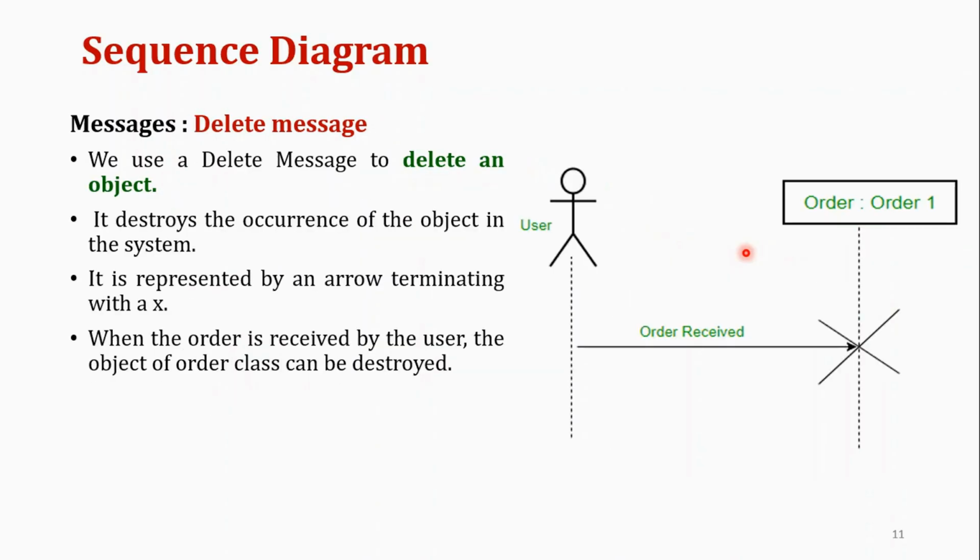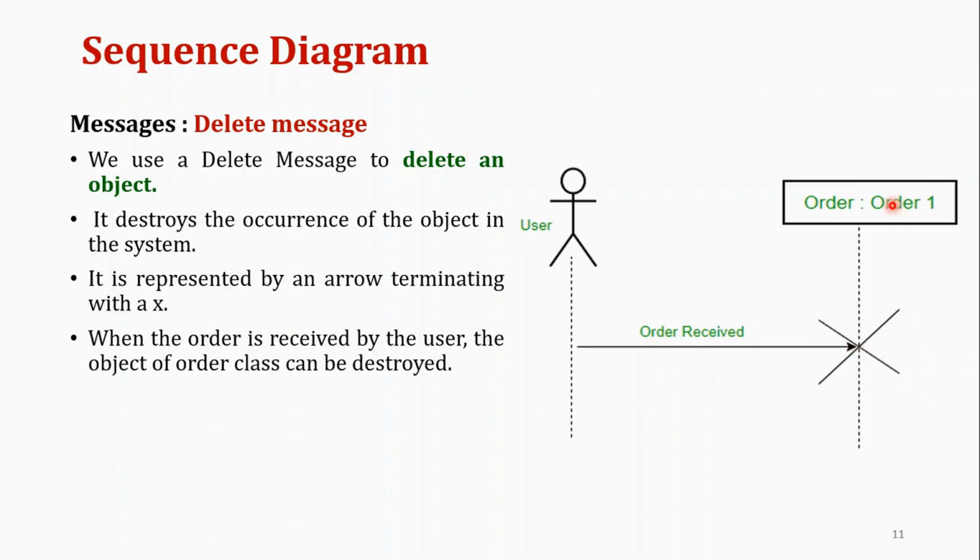And the delete message. Once the order is delivered and the return period is over for the same order, the order object will be deleted. So the delete message is used to destroy an object. It's simple: once the object is no longer needed, we can remove it. With the X symbol, when the order is received, the X symbol deletes this object.